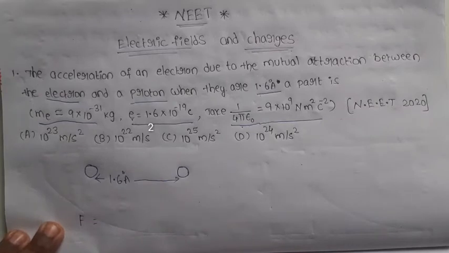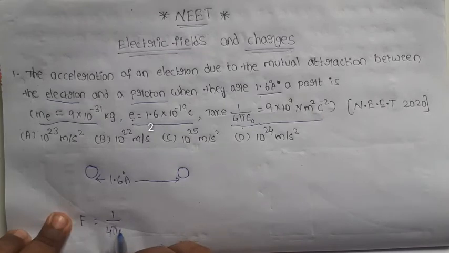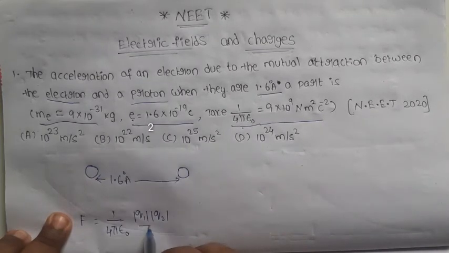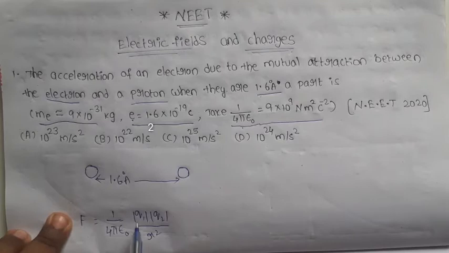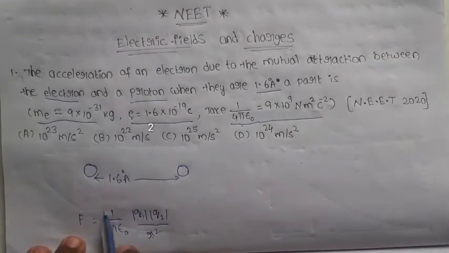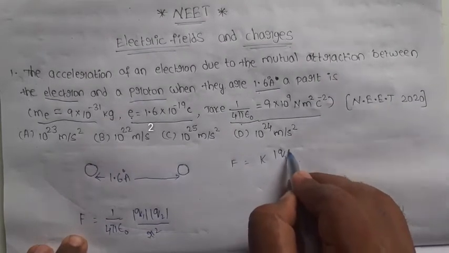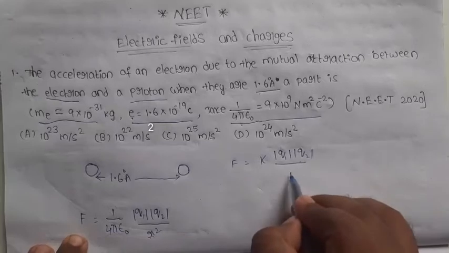F equal to 1 by 4 pi epsilon naught, modulus of Q1 and modulus of Q2 by R square. Here Q1, Q2 are the charges and R is the distance between the two charges. 1 by 4 pi epsilon naught is the constant term. F equal to K into modulus of Q1 modulus of Q2 by R square.